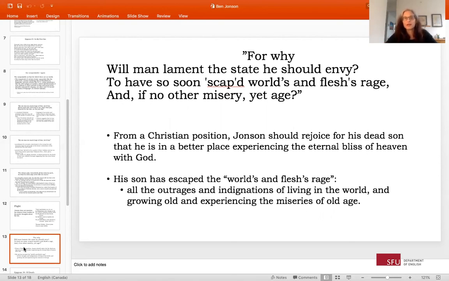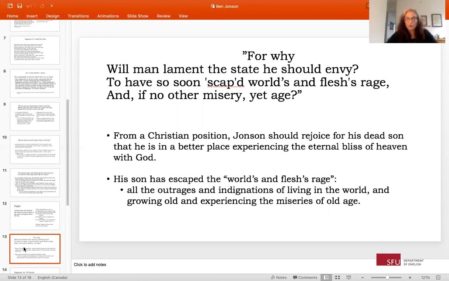I just want to quickly comment. I'm not trying to make "why" and "envy" rhyme, but in early modern English diction, the pronunciation would bring them much closer together than our modern North American pronunciation.